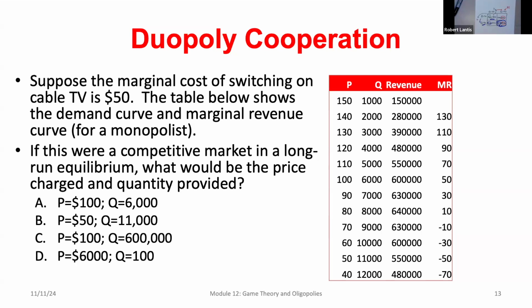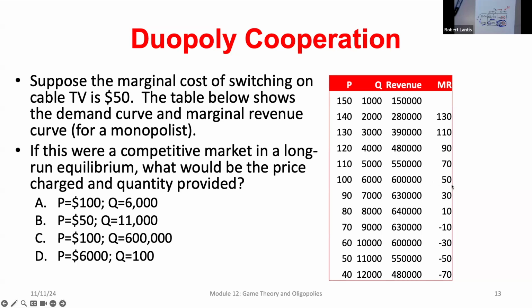Well, we know that in the long run, if this was a perfectly competitive market, these two firms would be choosing where marginal cost is equal to marginal revenue. Now, this marginal revenue is based off of the entire demand curve. So this quantity of 6,000, we know that in the long run, we're going to see the market arrive at this quantity where marginal revenue is equal to marginal cost.